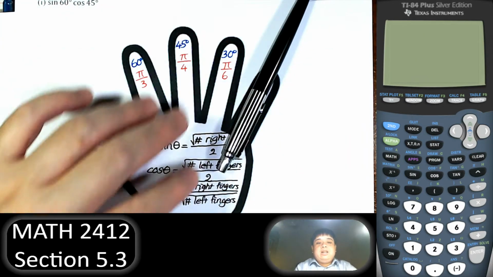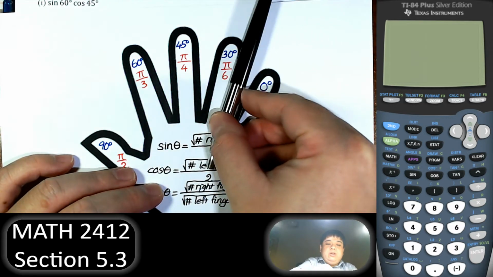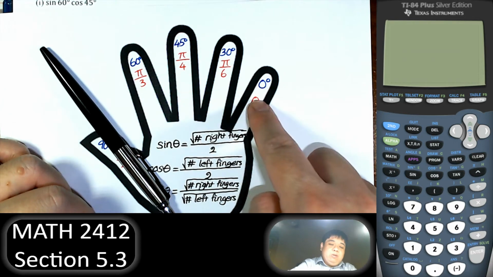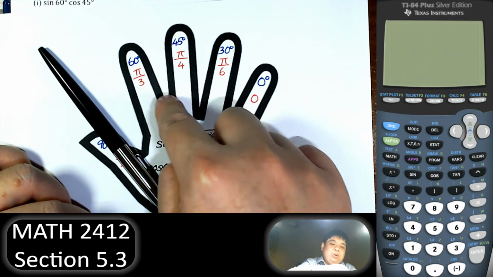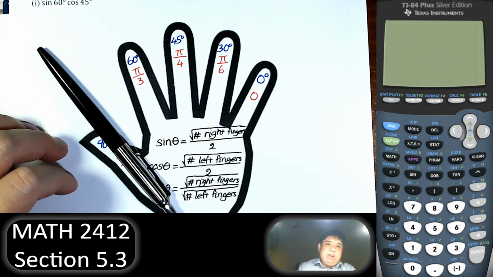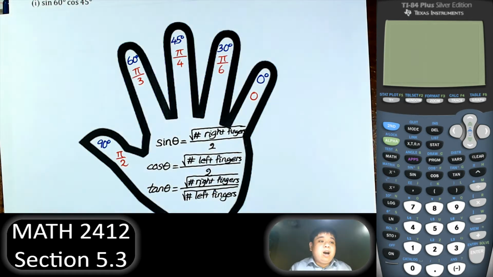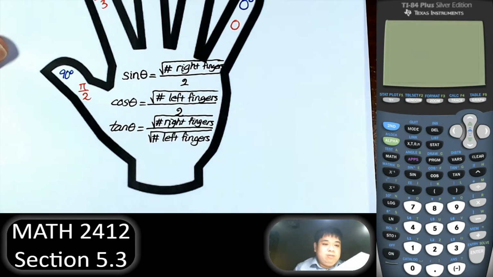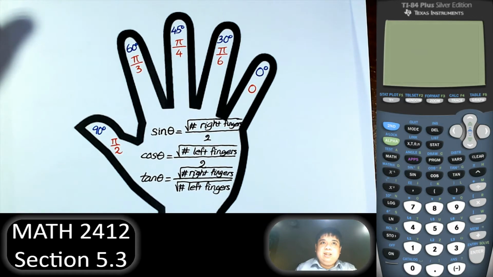And because of that, as you see, when we go from 0, 30, 45, 60, 90, we have square root of 0, square root of 1, square root of 2, square root of 3, and then square root of 4 in that direction. So sine is an increasing function. Of course, we'll talk about that later. Right, so that's that trick.